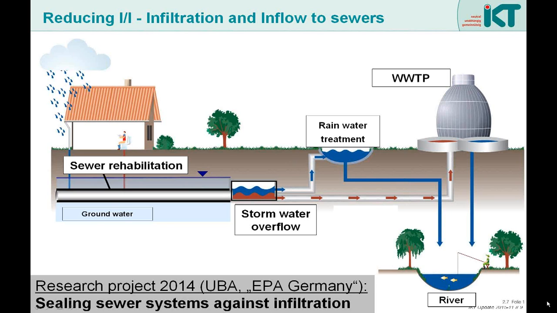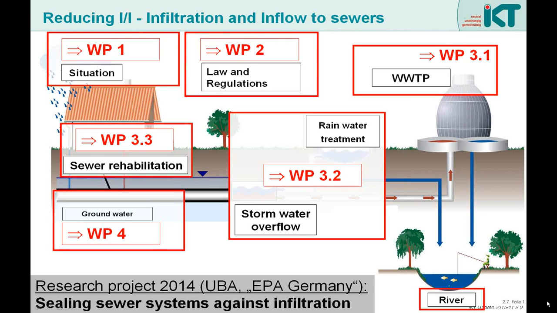However, stopping infiltration can also lead to other problems. Once the sewers are sealed, the groundwater level may rise again. In consequence, buildings, vegetation and infrastructure can be affected by humidity or even outer water pressure. We took a deeper look at this issue in a research project that was funded by Germany's Environmental Protection Agency, the so-called UBA, Umweltbundesamt, a kind of EPA Germany.